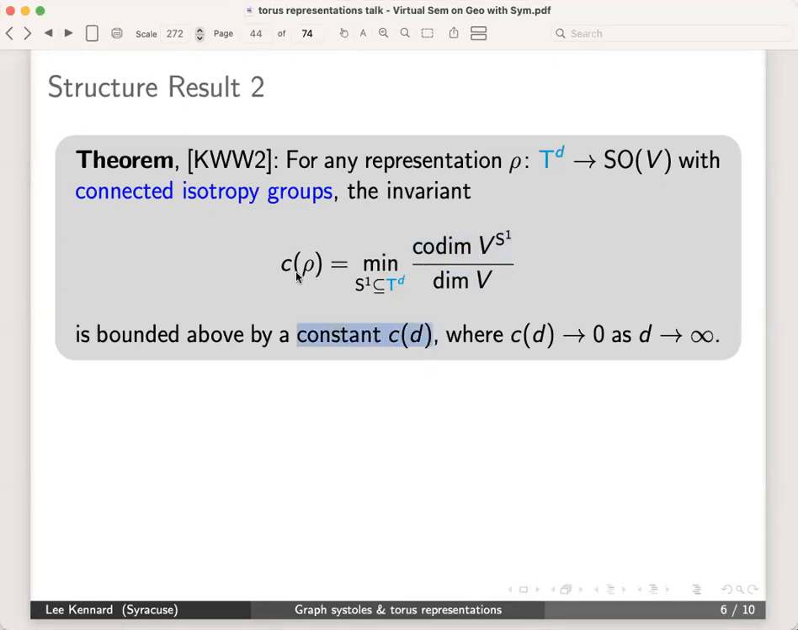All right, this invariant, or this bound anyway, does not depend on the dimension of the vector space. Geometrically, the dimension of the vector space is like the dimension of the manifold because it's basically the tangent space. So this already is showing you that something about connected isotropy groups gives you dimension independent results. All right, and okay, so actually so far I've not said anything. What's important here is that this constant also goes to 0 as d goes to infinity.